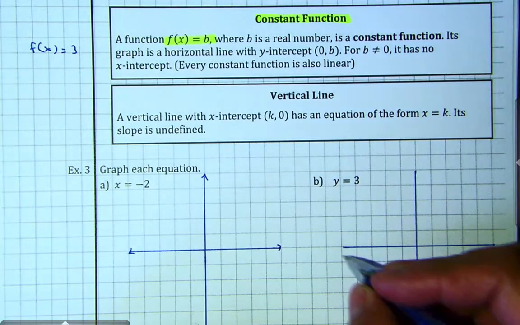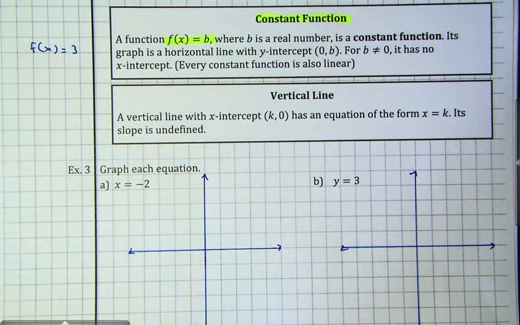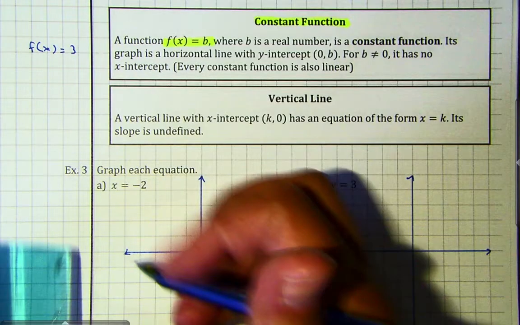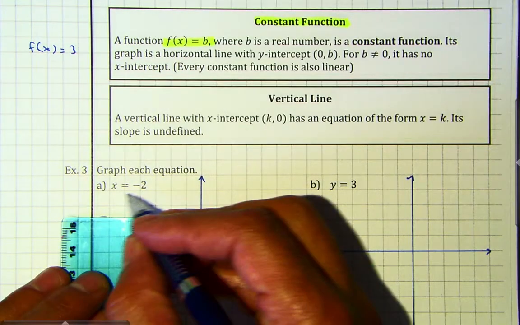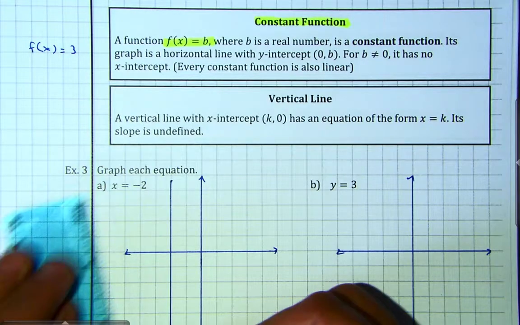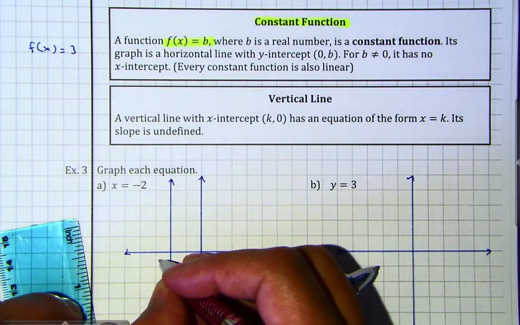So take the time to graph each one, see what you get, and we can compare our answers. Go and graph A and B, go and pause it. So for letter A, we know that x equal to -2 is going to be a vertical line that crosses the x-axis at -2.